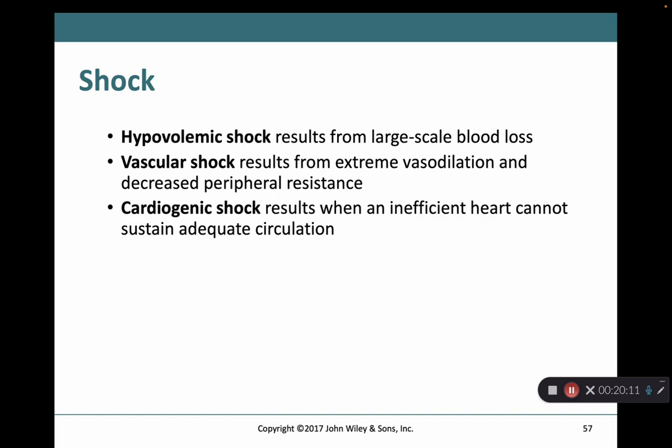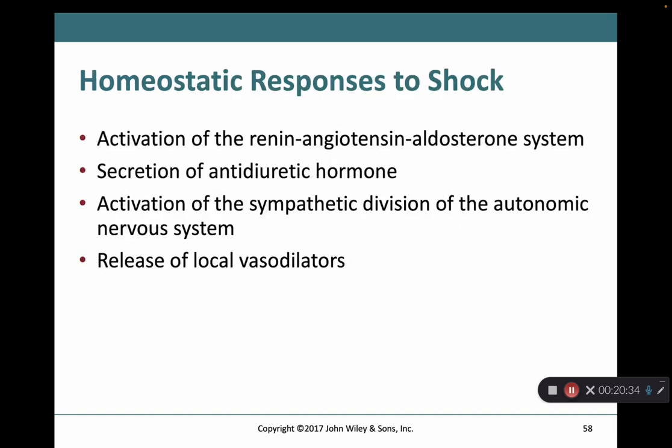Okay, so we're going to talk about these 3 types of shock. Hypovolemic shock, this happens when you have a large loss of blood. Vascular shock, this happens from extreme dilation of the blood vessels and decreased peripheral resistance. And cardiogenic shock, cardio, so this is where the heart cannot sustain circulation due to some issue with the heart.